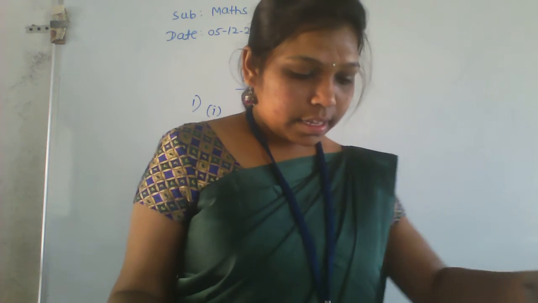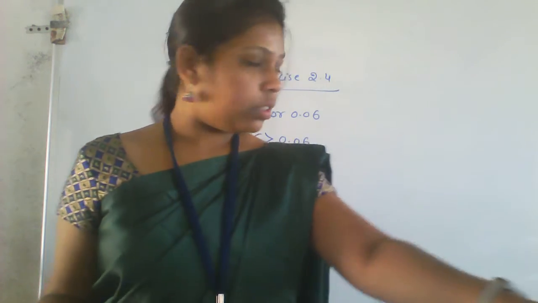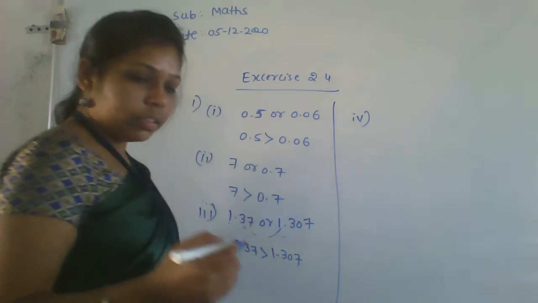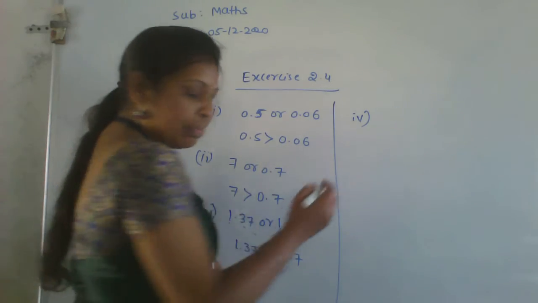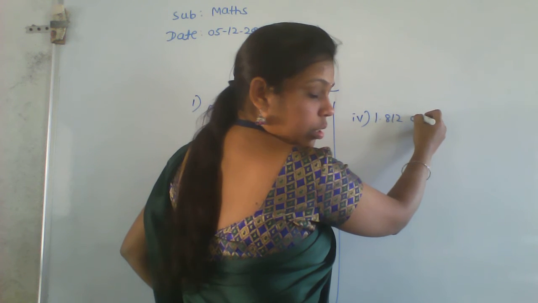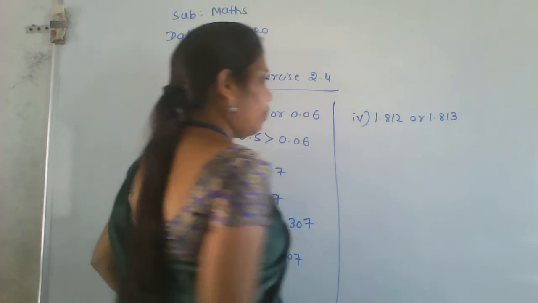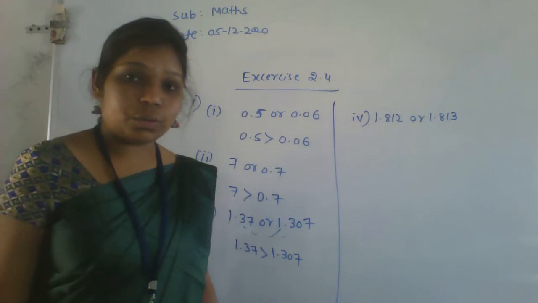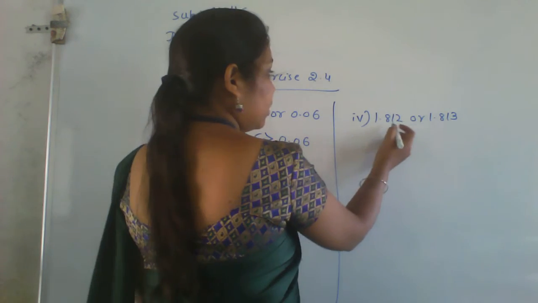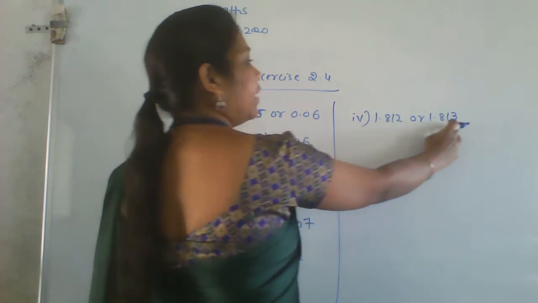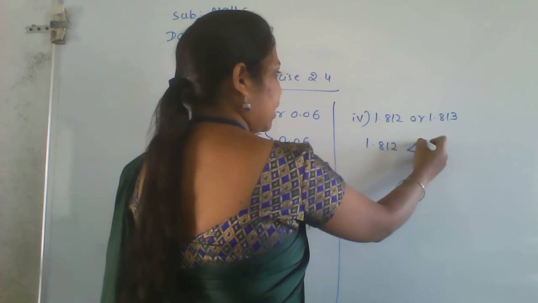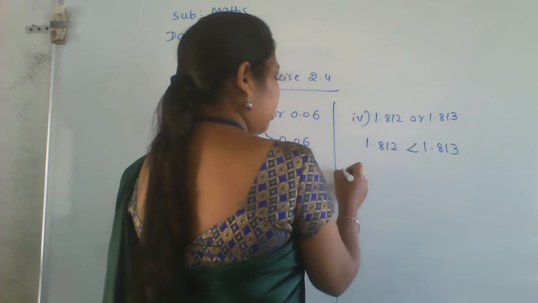Okay. Next problem, sorry. It is the fourth one. I'll do it here only. Fourth one: 1.812 or 1.813. Which one is the greater? Last number is 2 and here 3, so this one is the greater, right? So 1.812 is less than 1.813.